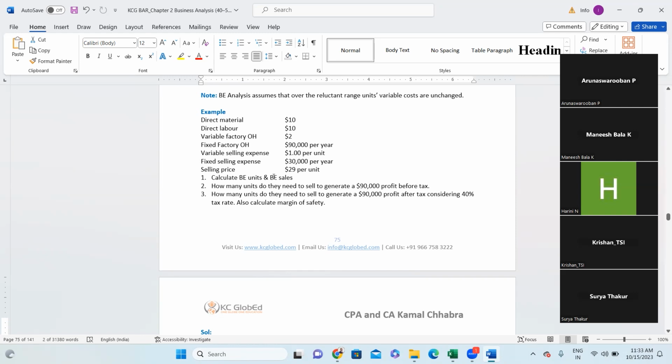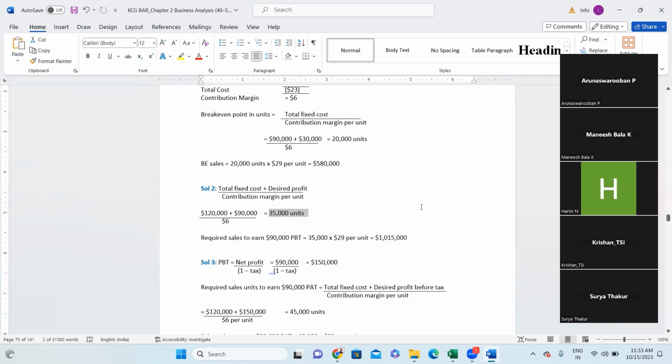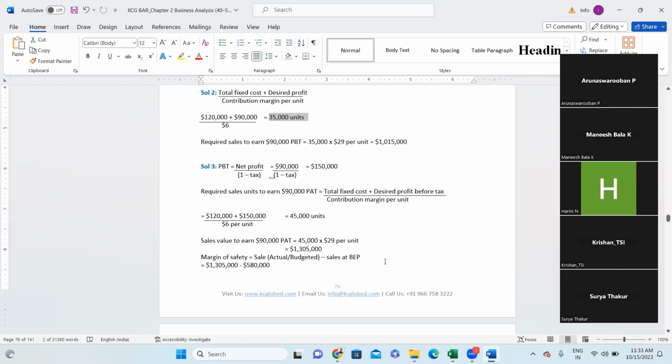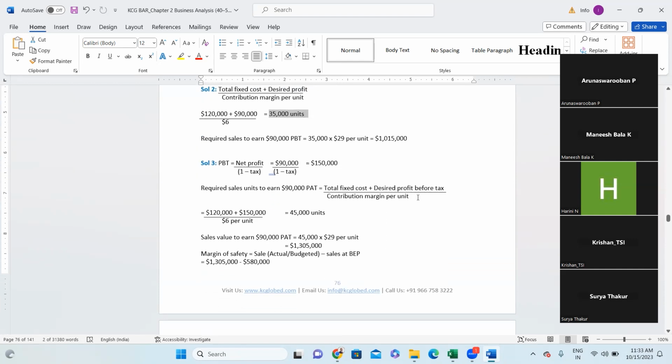Third question is how many units they need to sell to generate 90,000 profit after tax, considering 40% is the tax rate. So profit after tax is 90,000. What is the profit before tax required? 90,000 divided by 1 minus 40%. How much is that? $150,000. So the required sales will be fixed cost plus $150,000 divided by $6 per unit.